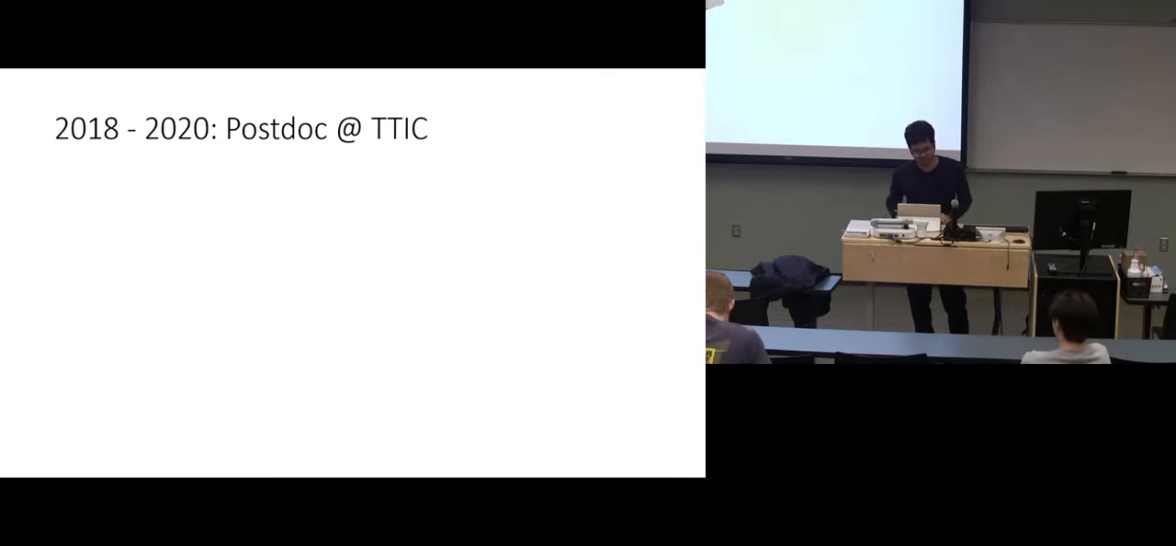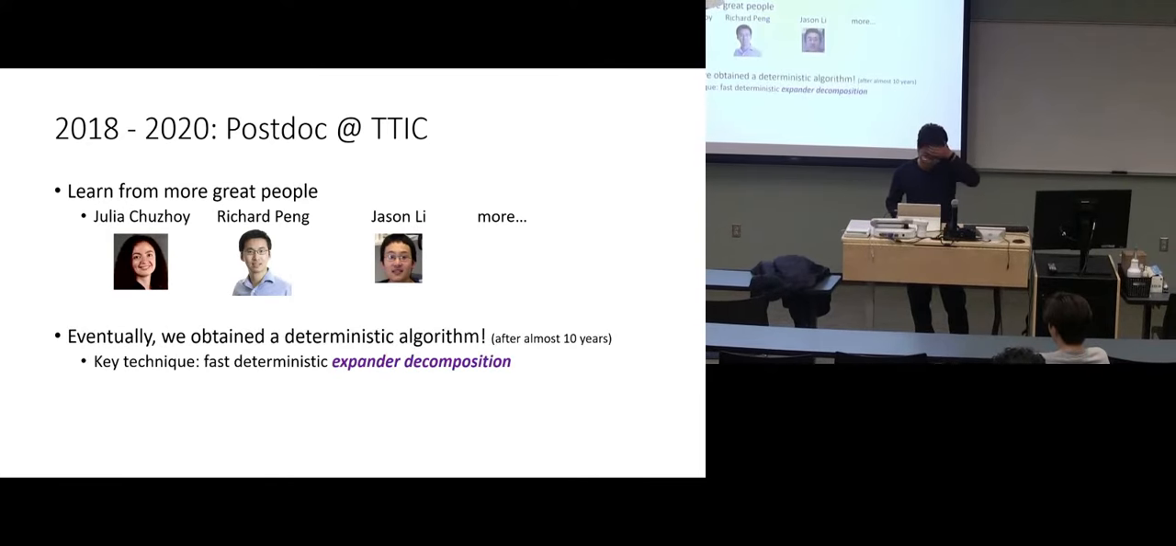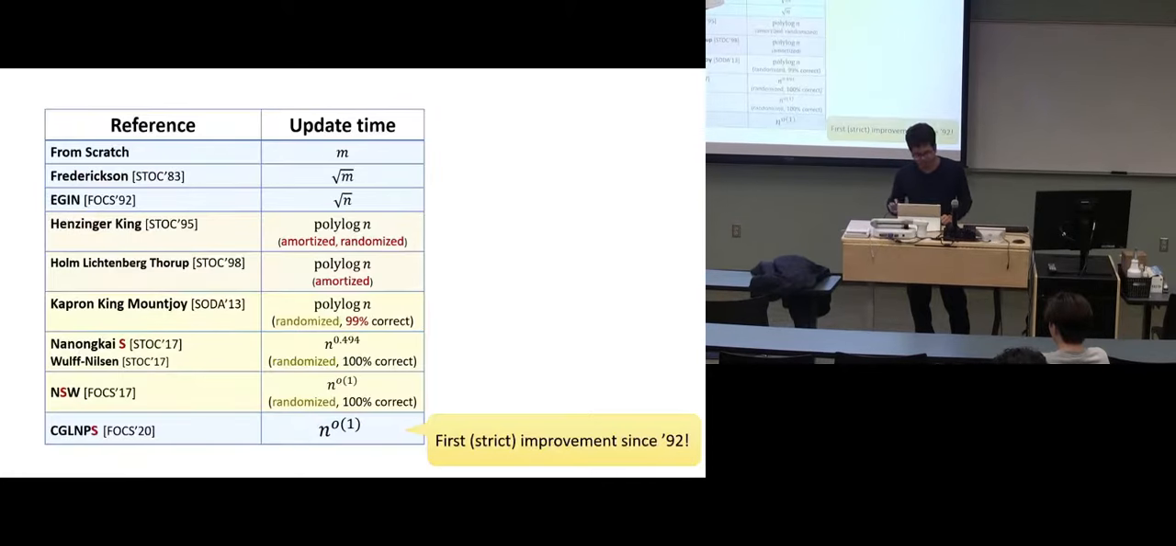But after that, I was a postdoc at Chicago, and got to know a lot of great people and tried to learn from them. And eventually, after almost 10 years, we got it. We made this thing deterministic. And the key technique, again, is something related to expanders. So that's what we got. We made this deterministic now, so always correct and faster than this thing. So that's the first strict improvement in almost 30 years.